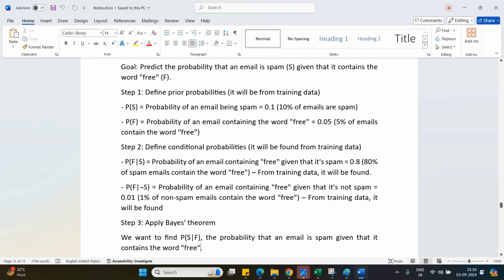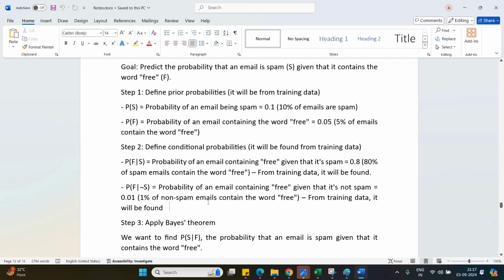I mean, if you have the word free in your email, but still it's not a spam, what is the probability of that? Only 1% of non-spam email contains the word free. This could again be analyzed from your training data. We are just assuming, right? We have such kind of mails which contain the word free, but still they are not spam mails, and the number of such records is only 1% of the total sample data.